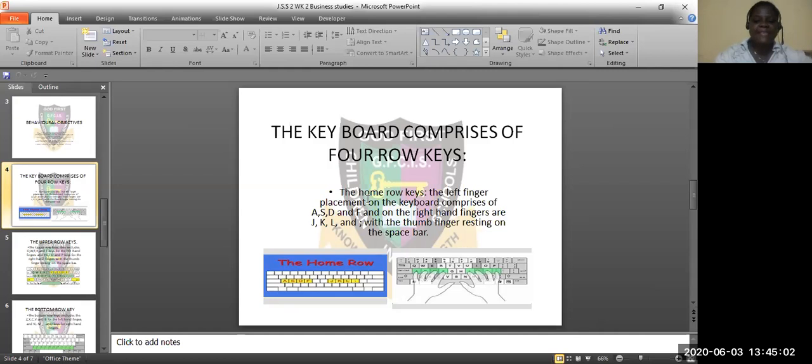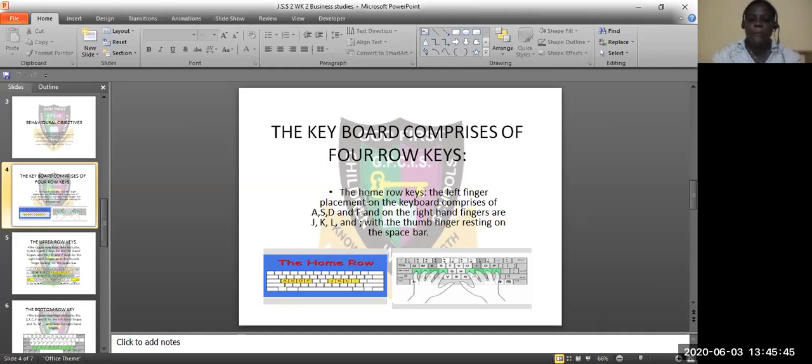Now you place the left fingers on A, followed by S. The next one is D and F. A, S, D, and F. Then you put your thumb on the space bar. That is the appropriate way of putting your fingers on the home row keys. Then the placement of your right hand fingers will be on J, K, L, and semicolon. And you still rest the thumb on the space bar.